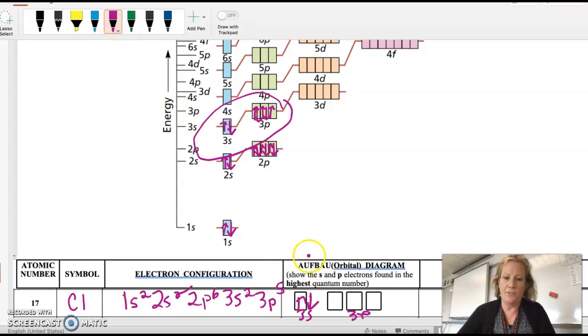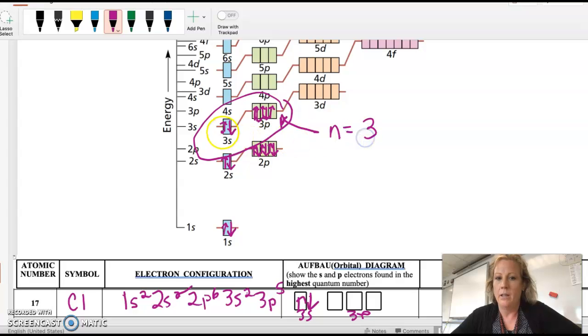But anyways, we were just finishing up writing on the worksheet just those highest level principal energy level s and p electrons. So that would be the n equals 3 s and p electrons. And there are 5 here.